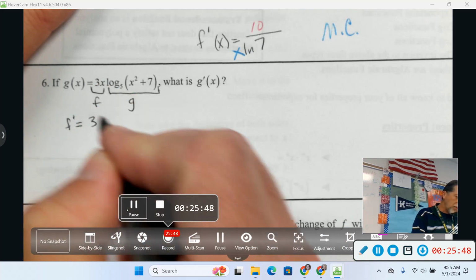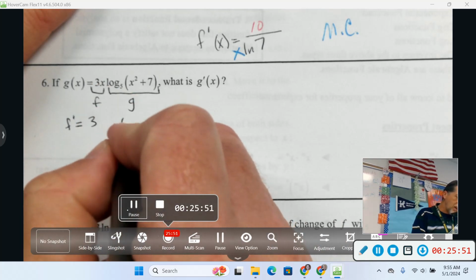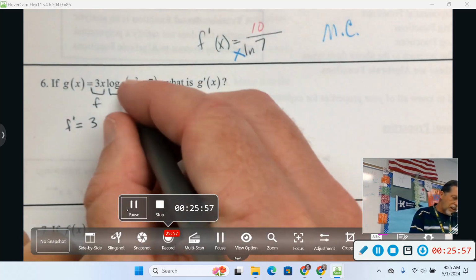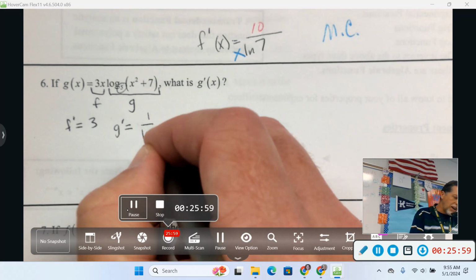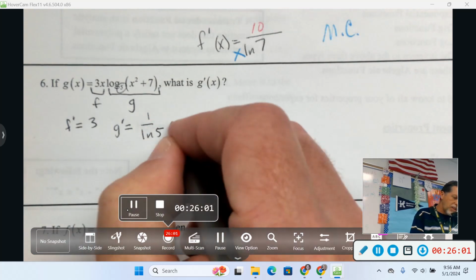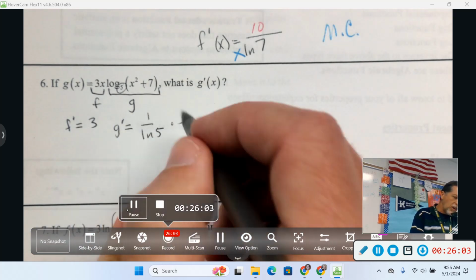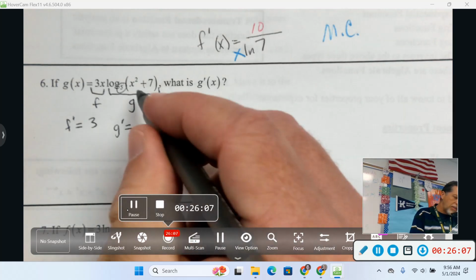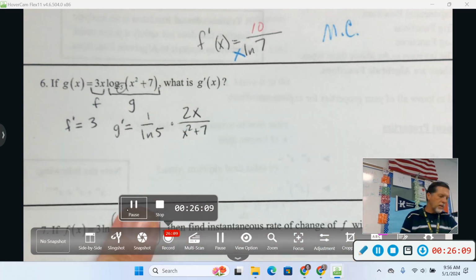So f prime is 3, that's easy. G prime, yuck. It's 5, so I need 1 over natural log 5. And the argument is in the bottom. And the derivative of the argument is in the top.